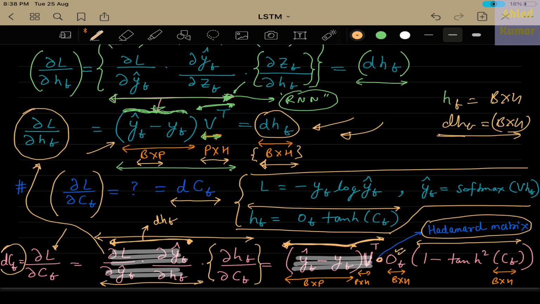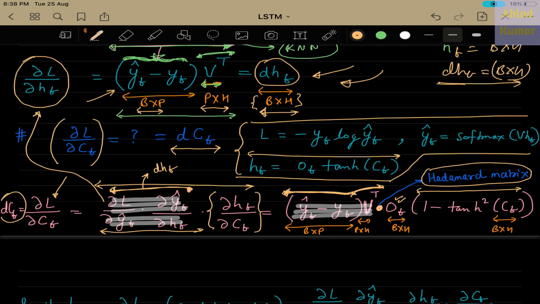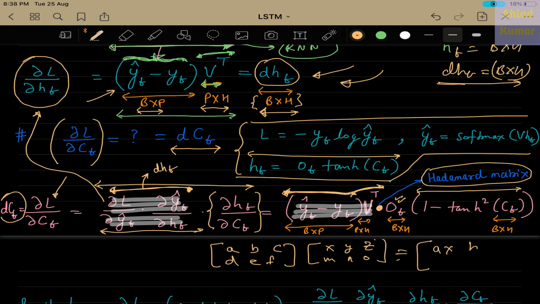And what is Hadamard multiplication? It is the pointwise multiplication between two matrices. If you have, let us say, a matrix A, B, C, D, E, F, and you multiply it with another matrix X, Y, Z, M, N, O, the result will be AX, BY, CZ, DM, EN, FO. This is the Hadamard multiplication, which you can see over here.